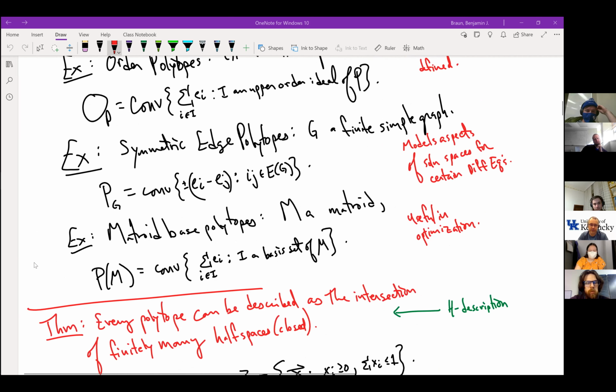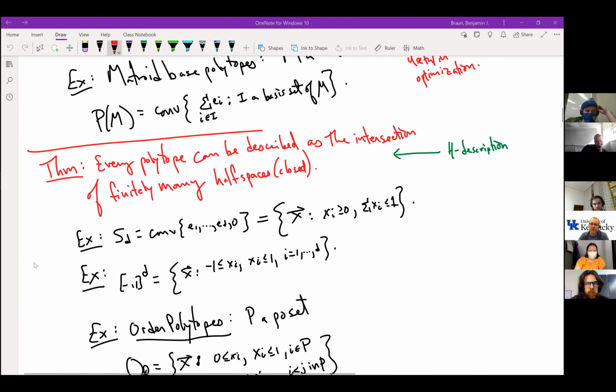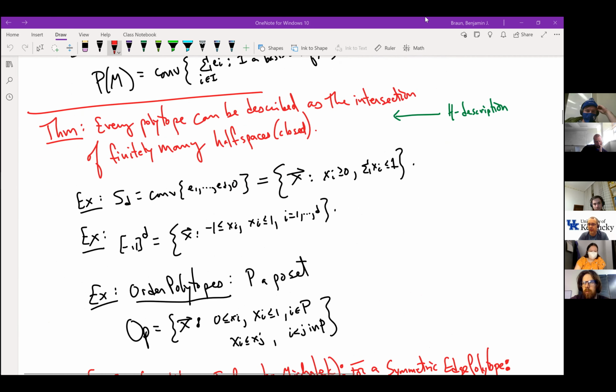There's a huge number of lattice polytopes. And one important theorem, which holds in general, not just for lattice polytopes, but for all polytopes, is that every polytope can be described as the intersection of finitely many closed half spaces. And that's called the H description. So polytopes have a V description and they have an H description, and these contain equivalent information. And just to give a few examples, the standard simplices, which we saw were the convex hull of the standard basis vectors and the origin, are the set of all x where the entries are non-negative and the sum of the entries is less than or equal to 1.